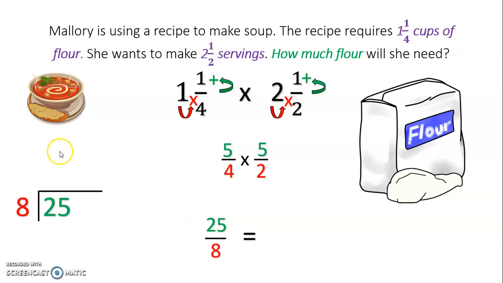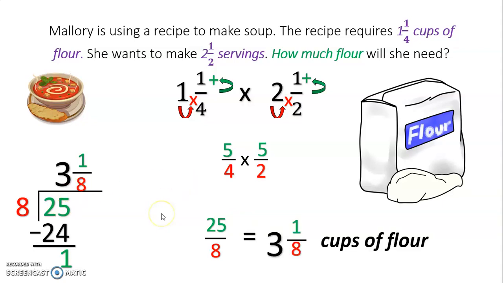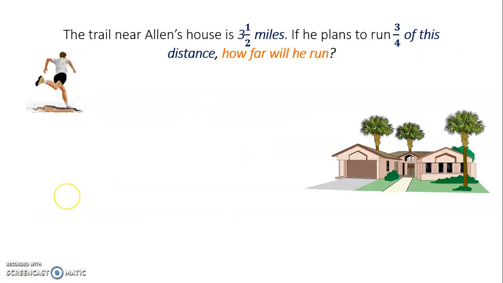So now we're going to use 25 as our dividend, 8 as our divisor. We'll see how many groups of 8 are in 25. We can say 3, that is the closest without going over. 8 times 3 is 24. When we subtract, we have 1 remaining, which is our numerator, and our denominator is 8. So we can say that we have 3 1/8 cups of flour that will be needed for Mallory to make her soup.